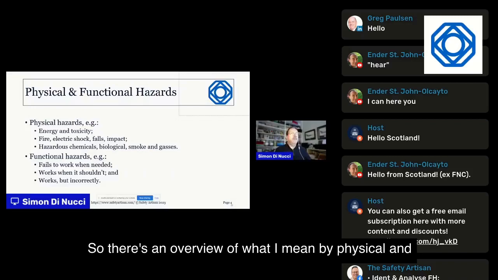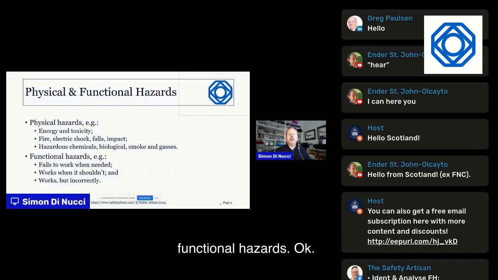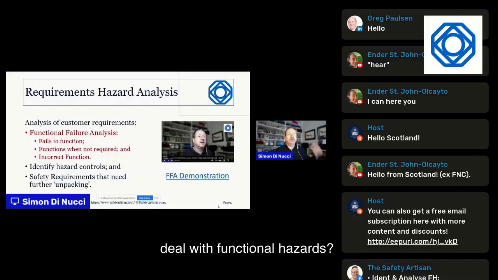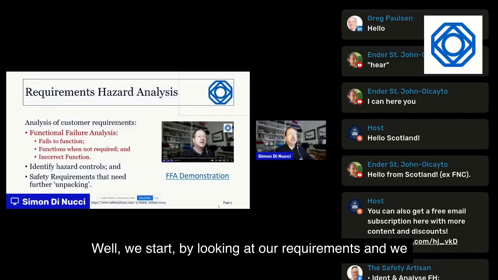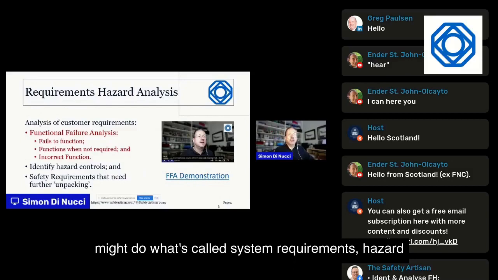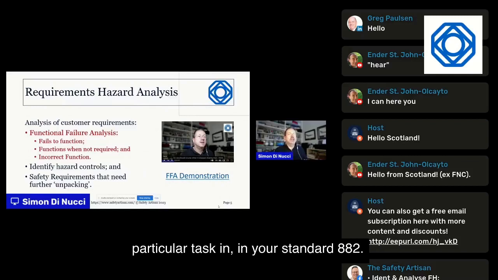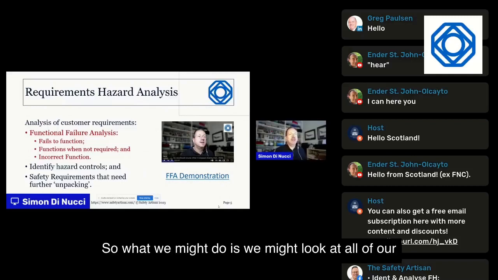So there's an overview of what I mean by physical and functional hazards, and it's important that we're clear on that. So how do we deal with functional hazards? Well, we start by looking at our requirements, and we might do what's called system requirements hazard analysis, which I talked about in another session. System requirements hazard analysis is a particular task in MIL-STD-882, but you will do similar work in most standards.